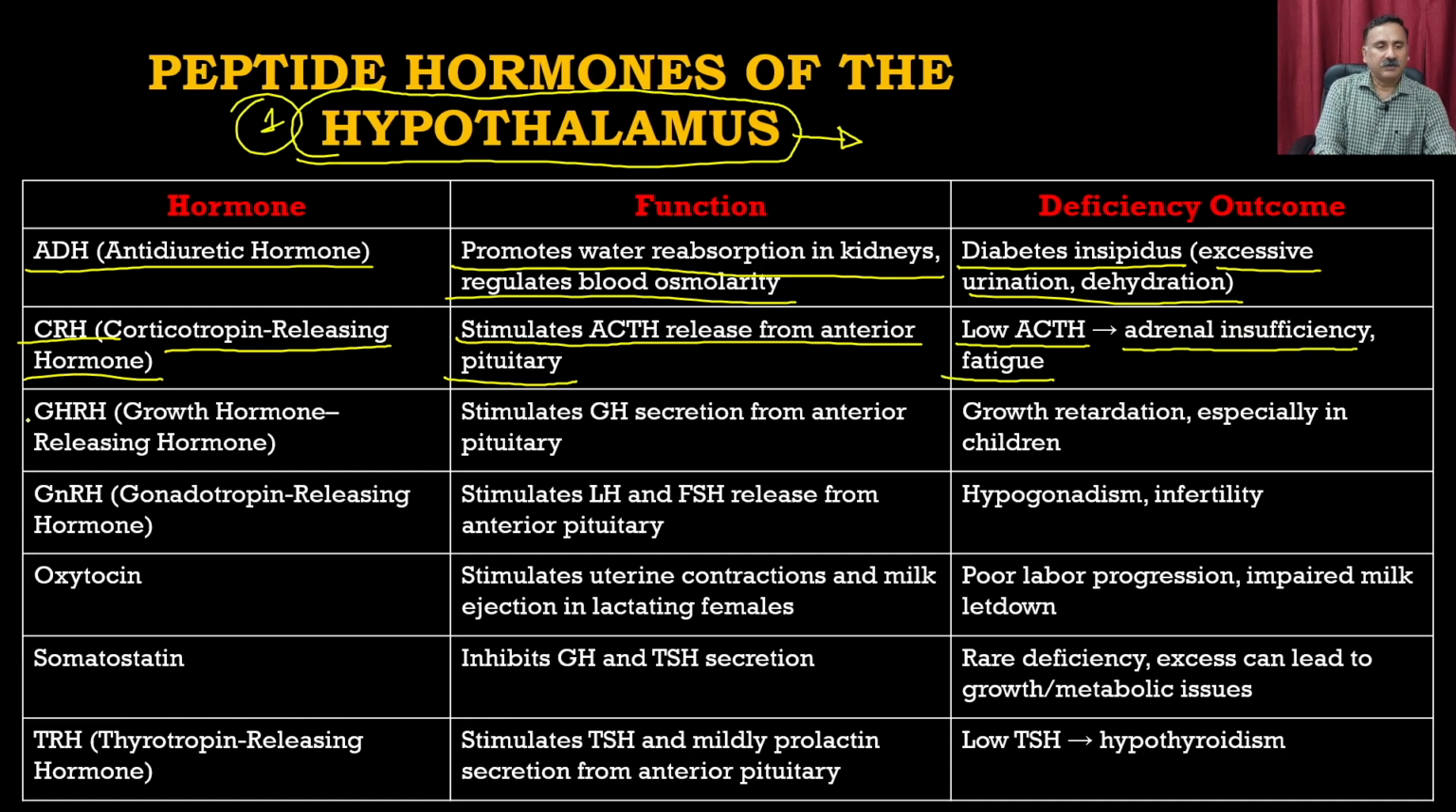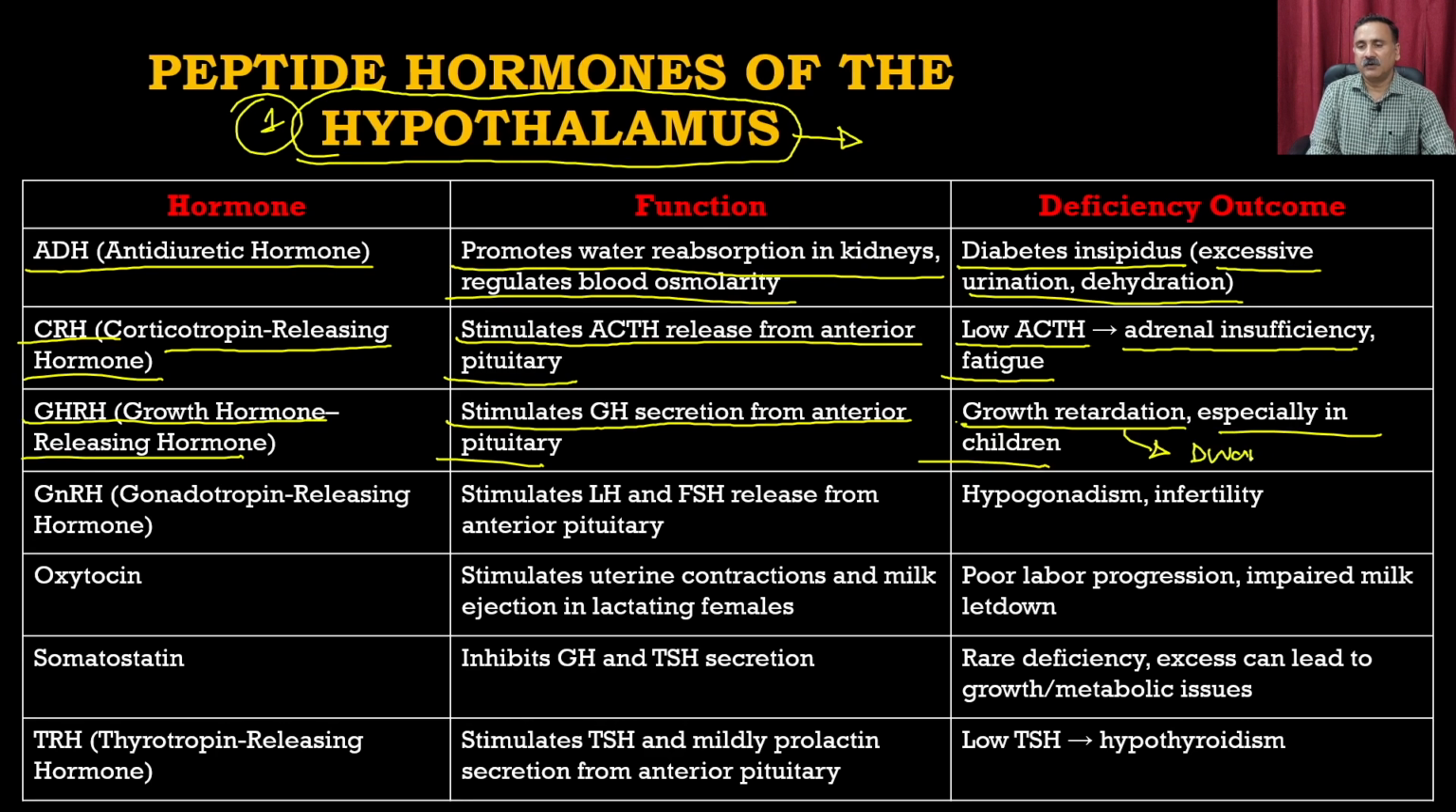Then we also have the growth hormone releasing hormone. That also stimulates the secretion of growth hormone from the anterior pituitary, and if there is a lower production of growth hormone, there will be growth retardation, especially in children. That will cause dwarfism.